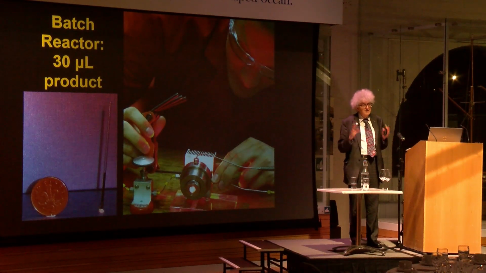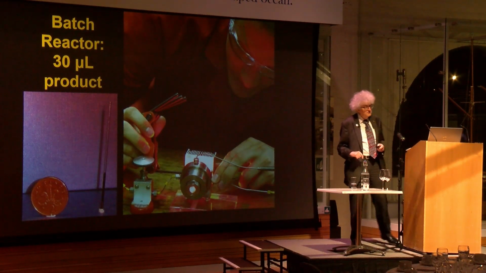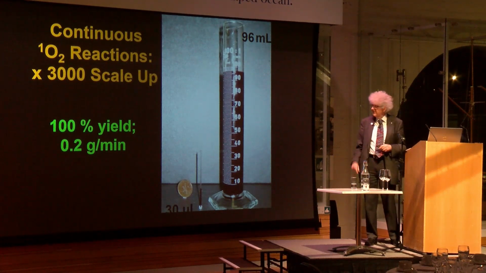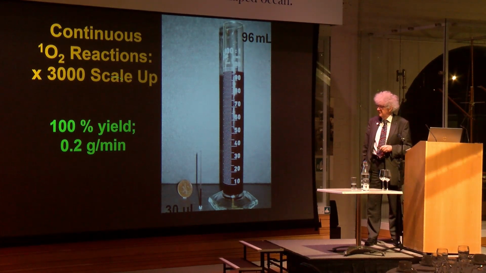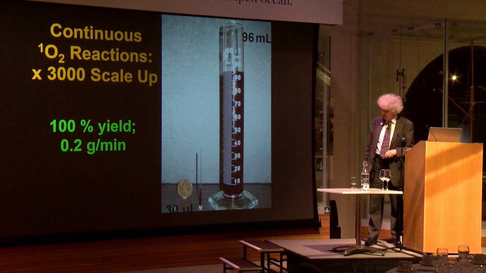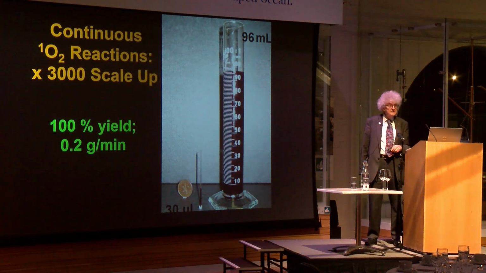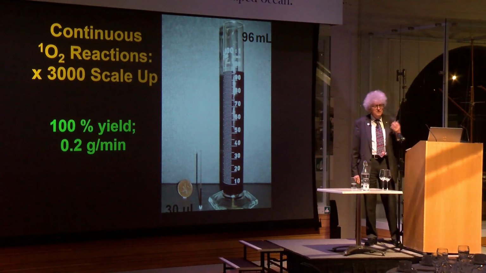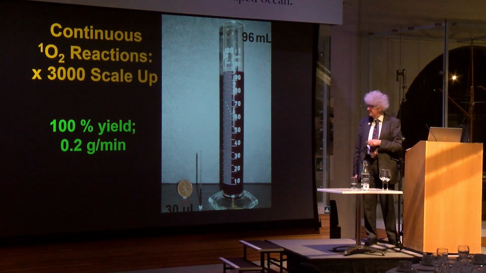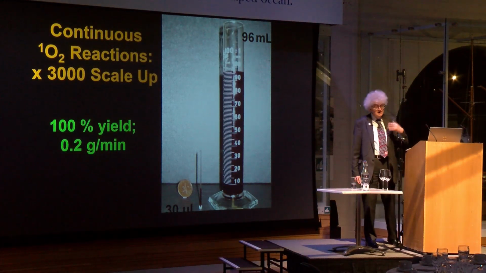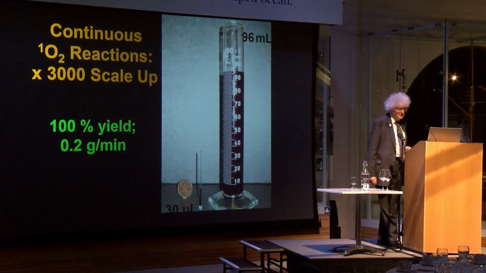And then we wanted to scale up the reaction, but you can't easily scale up high-pressure reactions because big high-pressure vessels are very expensive. So we built a continuous flow system and scaled up the reaction by 3,000 times, going from 30 microliters up to 96 milliliters. Ascaridole is colorless, but this looks a reddish color because it contains the dye.